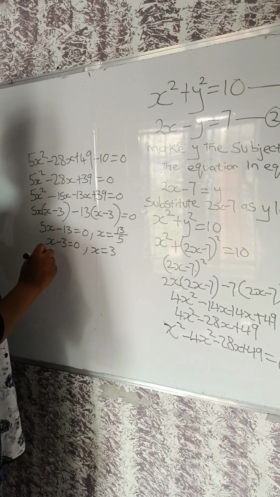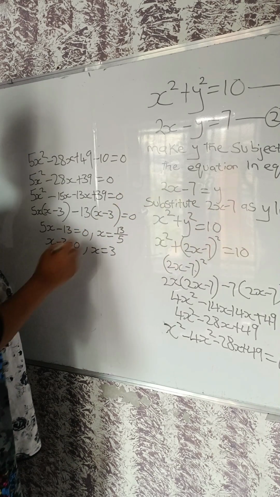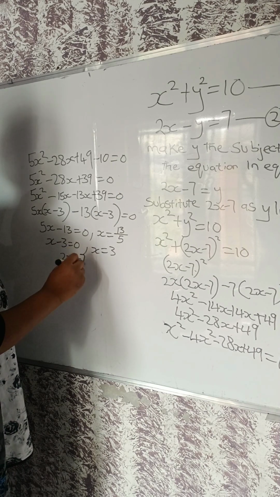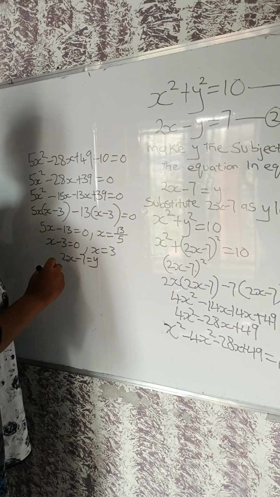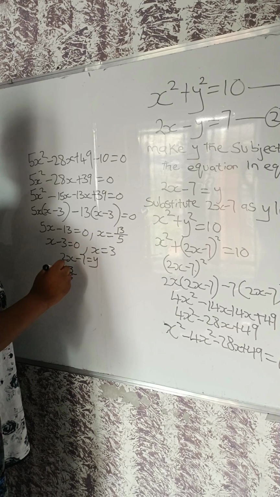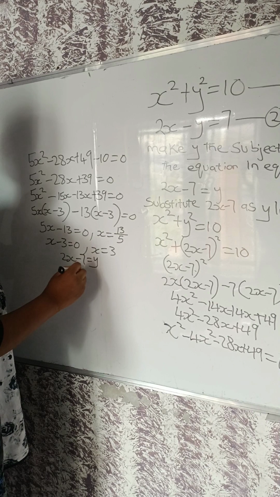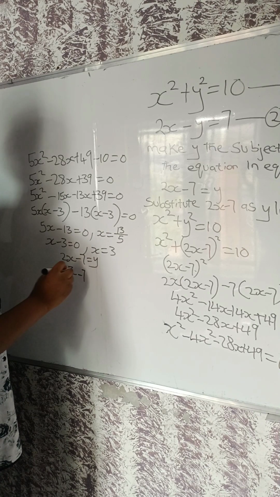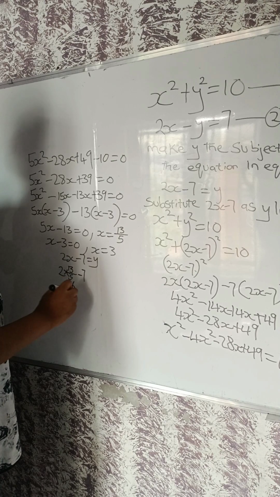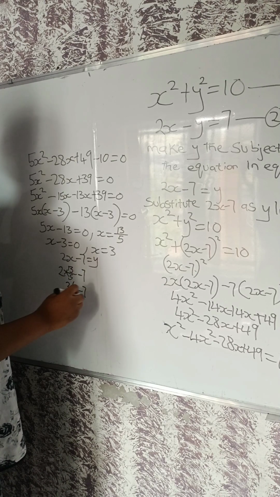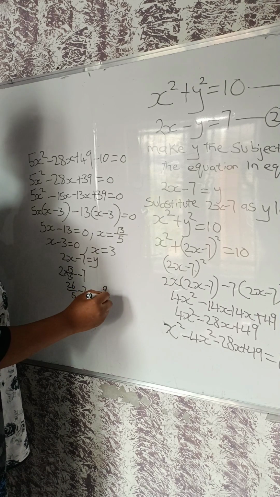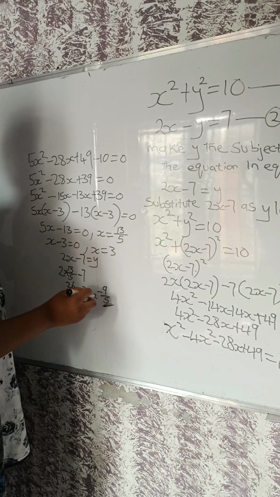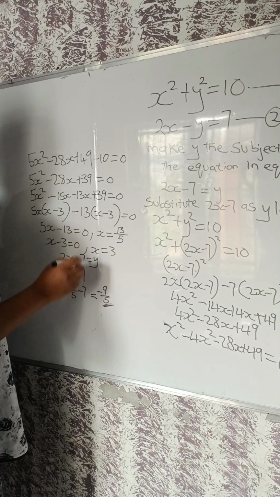Now let's solve for y. Don't forget our equation: 2x minus 7 equal to y. So 2, our x is 13 over 5. So wherever we see x, we put this. So that's what we just did, minus 7. So 2 times this, 26 over 5 minus 7. And 26 over 5 minus 7 is equal to minus 9 over 5.